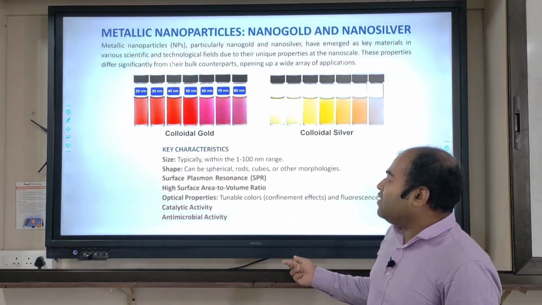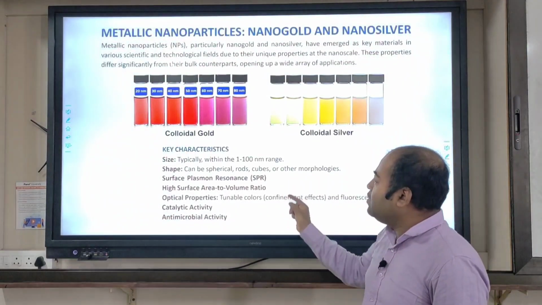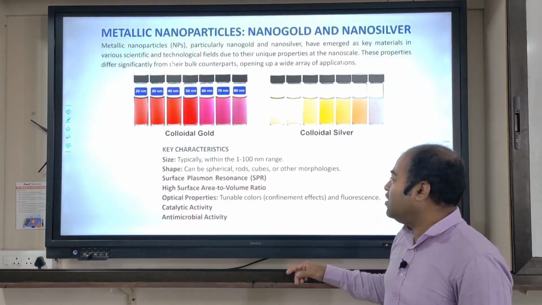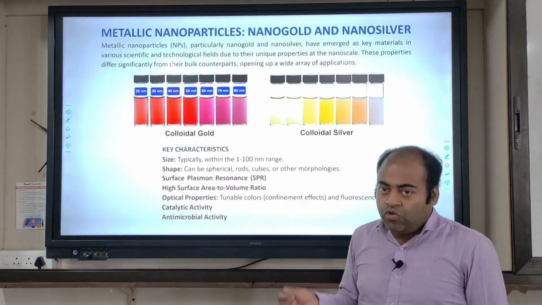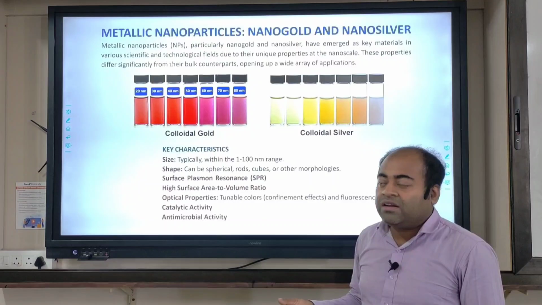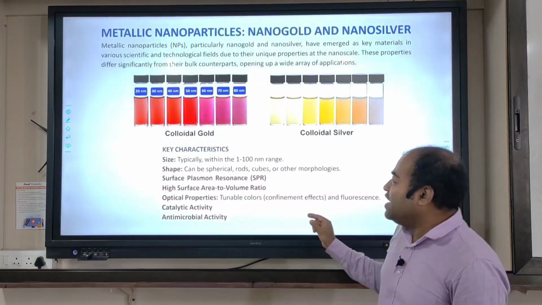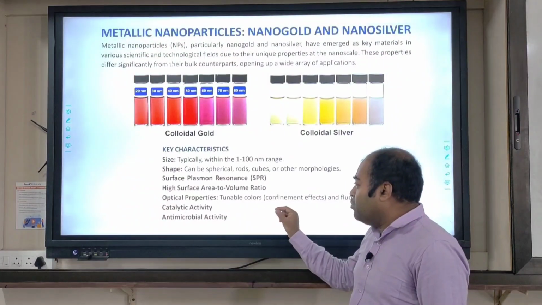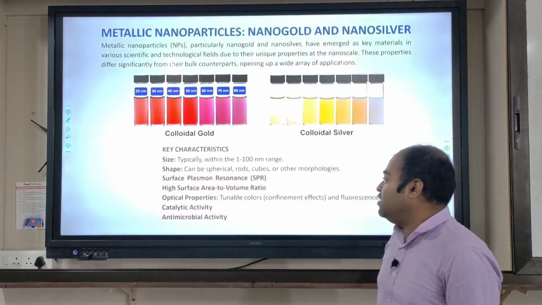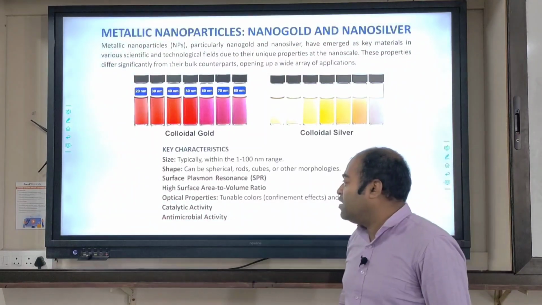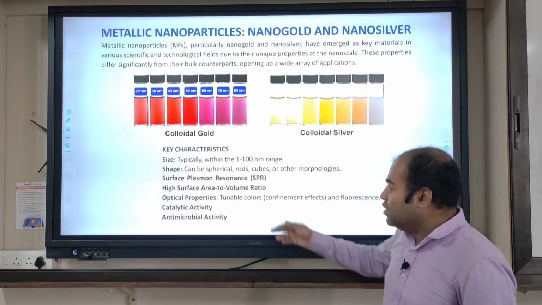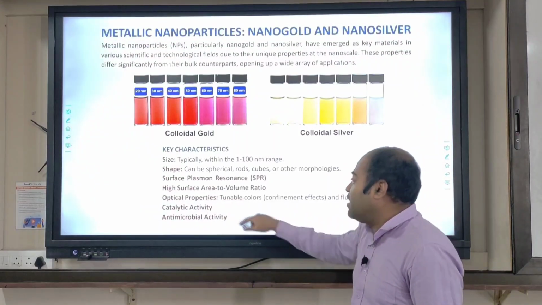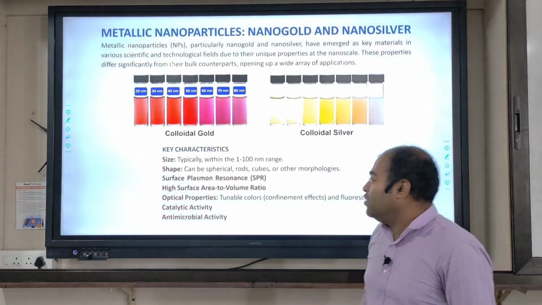Now the characteristic size: they are typically between 1 to 100 nanometer in range, and their shape can be anything between cubes, spherical, elongated, etc. They exhibit special properties like surface plasmon resonance, which is an enhanced property where plasma oscillation and resonance occur. Then high surface area to volume ratio.